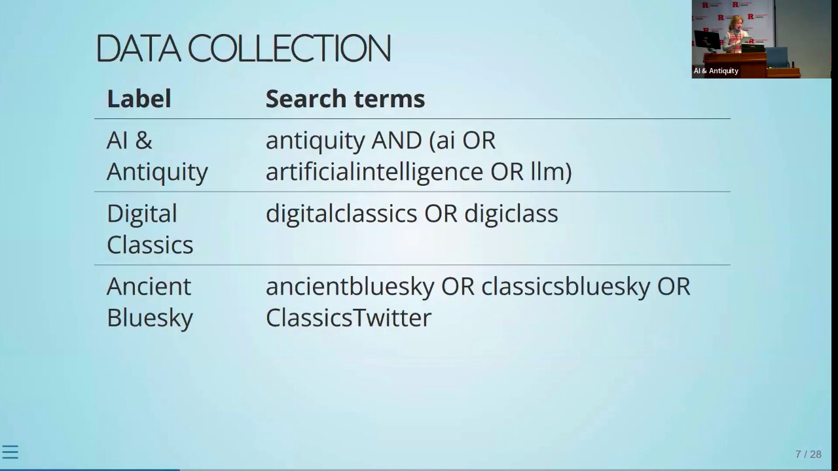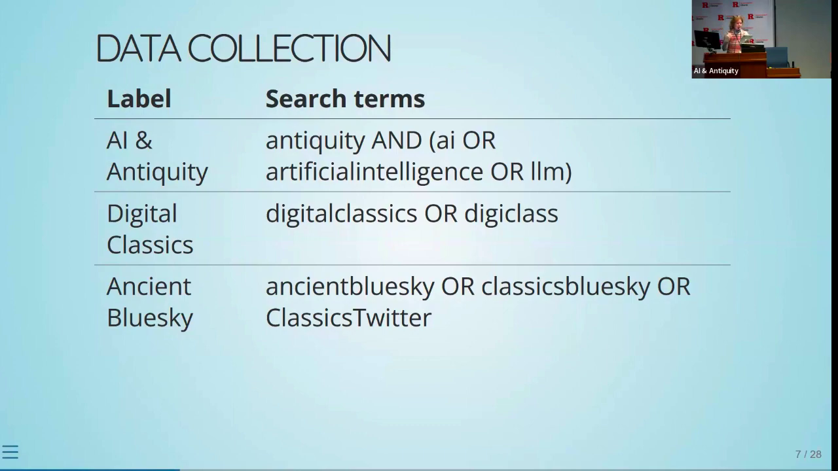So anyway, I used the search posts endpoint in order to create 3 different collections of posts using the following key terms. On the left, you see the labels that I'm giving to each of these data sets: AI and antiquity, digital classics, and then ancient blue sky. And I'm also showing you the search terms that I used to retrieve posts.